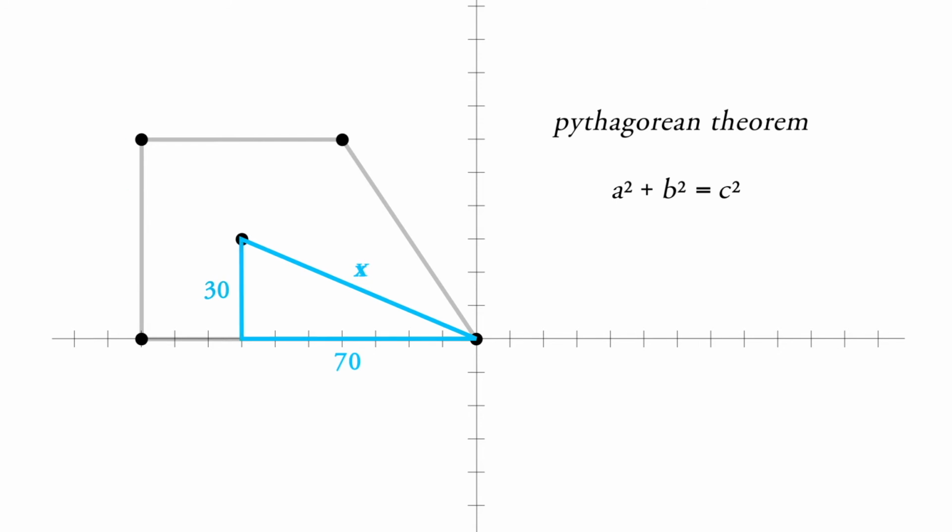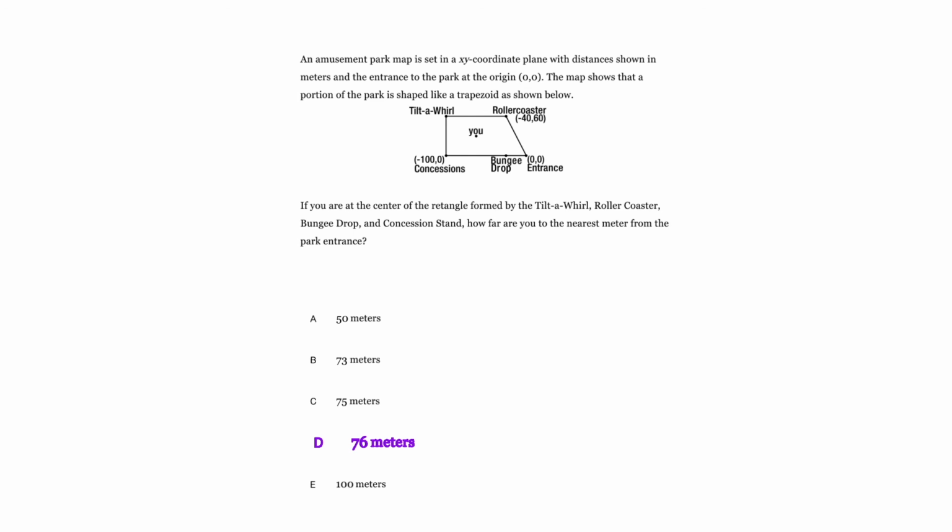So if we're trying to figure out x squared equals 70 squared plus 30 squared, because a squared plus b squared equals c squared. Then we can take 70 squared and 30 squared on our calculator, and we have that x squared is equal to 5,800. Then we can take the square root of both sides, and x is equal to the square root of 5,800, which is approximately 76 meters. So that's our correct answer, 76 meters.